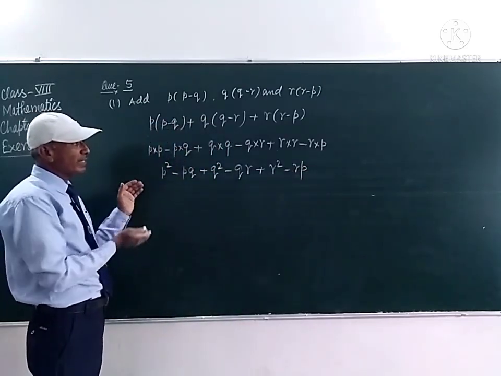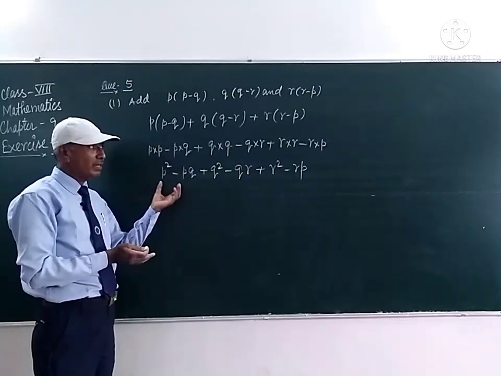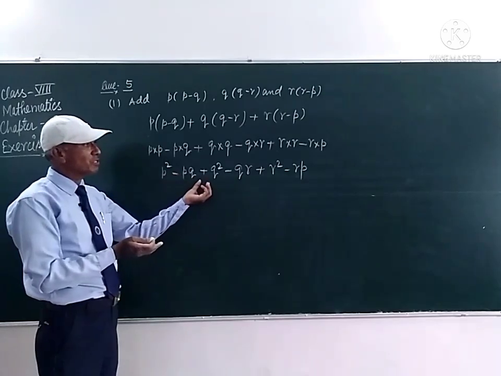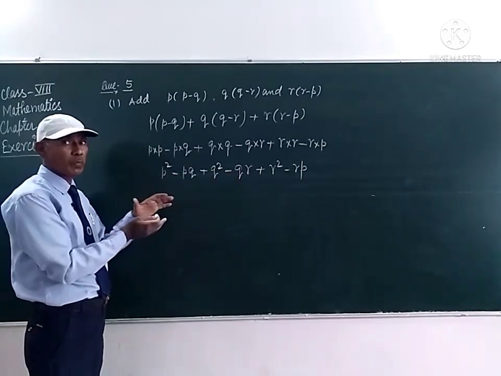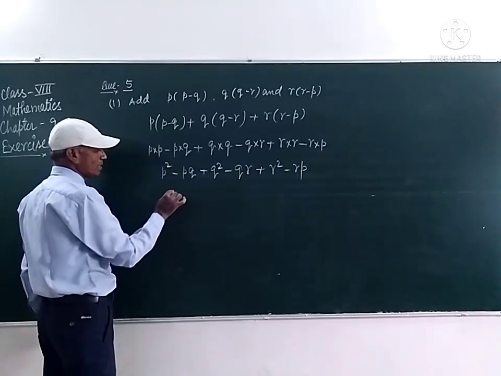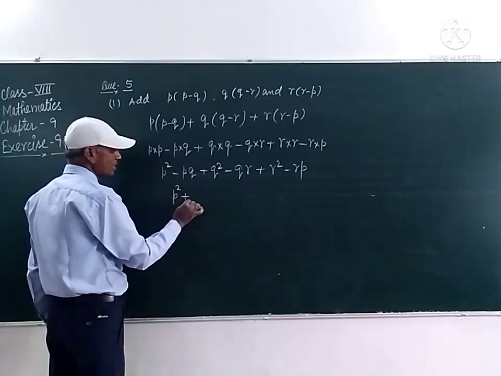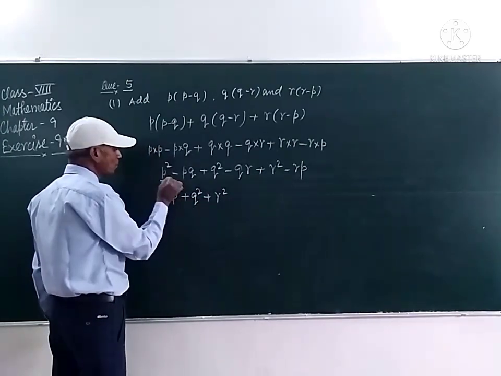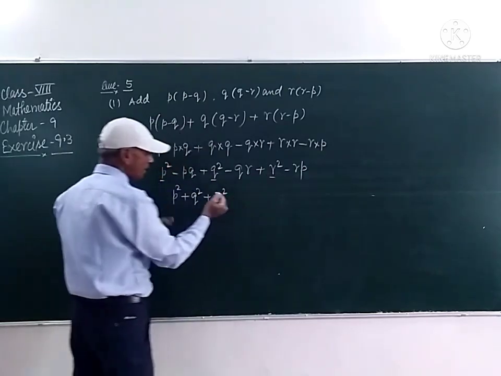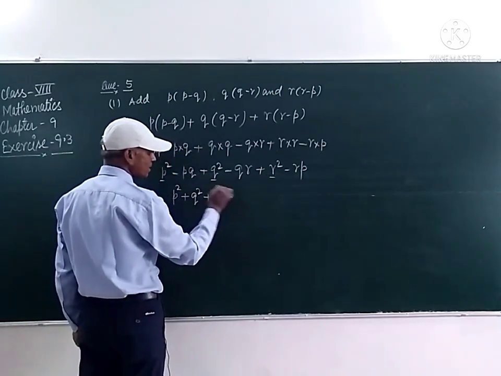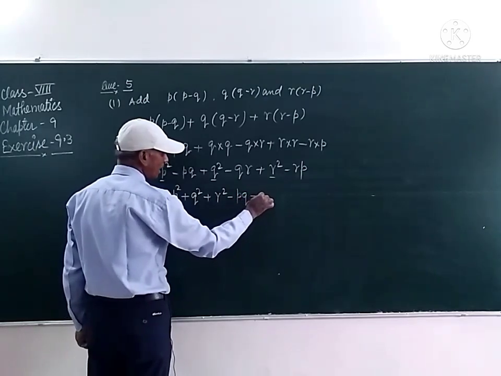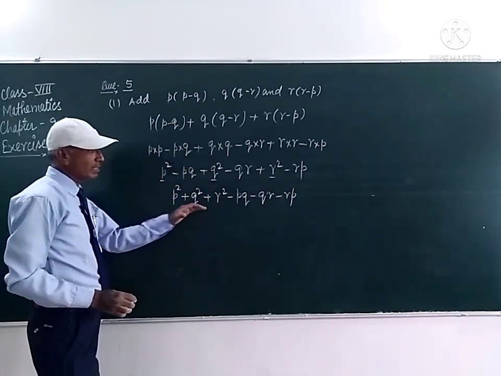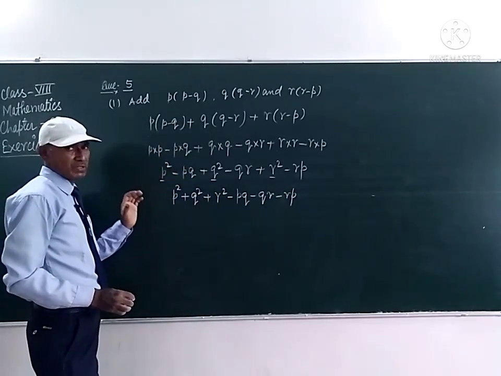Now we have to write this expression in exponential form. Students, among the exponents P square, Q square and R square, whose exponent is more? We have to write first P square plus Q square plus R square, these P square, Q square and R square first, student. Now minus PQ minus QR minus RP. This one is the answer of this part of question, student.